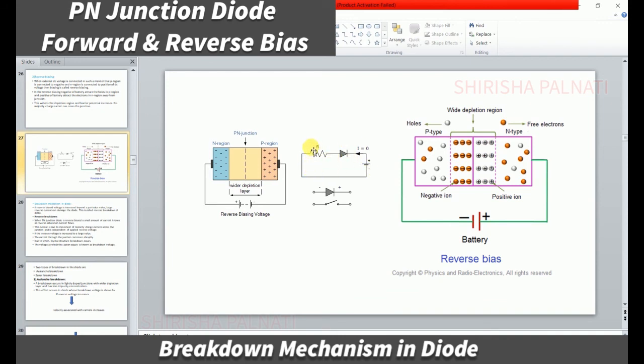Here also we are taking one resistor in the circuit diagram, and next the diode is taken and connected with the cathode to the positive and the anode to the negative. This is the circuit diagram of the PN junction diode, and this is the reverse bias, right? Then the diode is acting as a switch, right? So here the switch is open when reverse bias is applied.